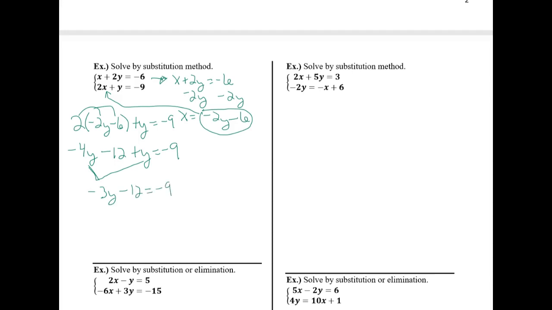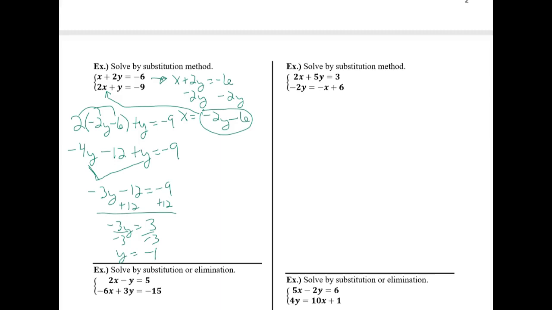I need to get y alone. I add 12 to both sides. Negative 3y equals a positive 3. Divide by negative 3. And y equals negative 1.